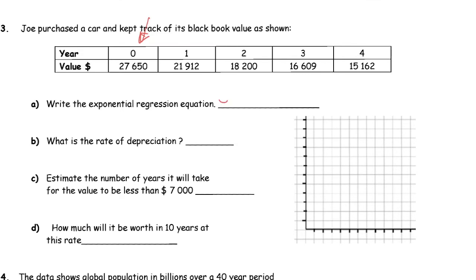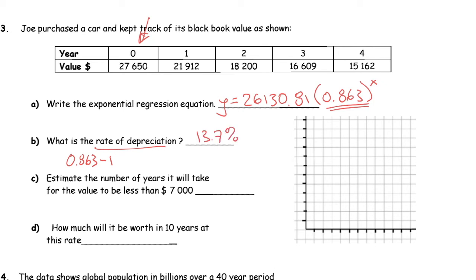Okay, so let's go back and enter that information in. Our regression equation is going to be 26,130.81 multiplied by 0.863 to the x. And now the rate of depreciation, remember, that's the amount that we're losing. What we see here is always what we have left. The rate of depreciation is what we've lost. So what have we lost here? Well, the easiest way to do that is to take that 0.863 and subtract 1. And then you're going to see we get this negative value. We have lost 13.7%. Okay, so that's our rate of depreciation.